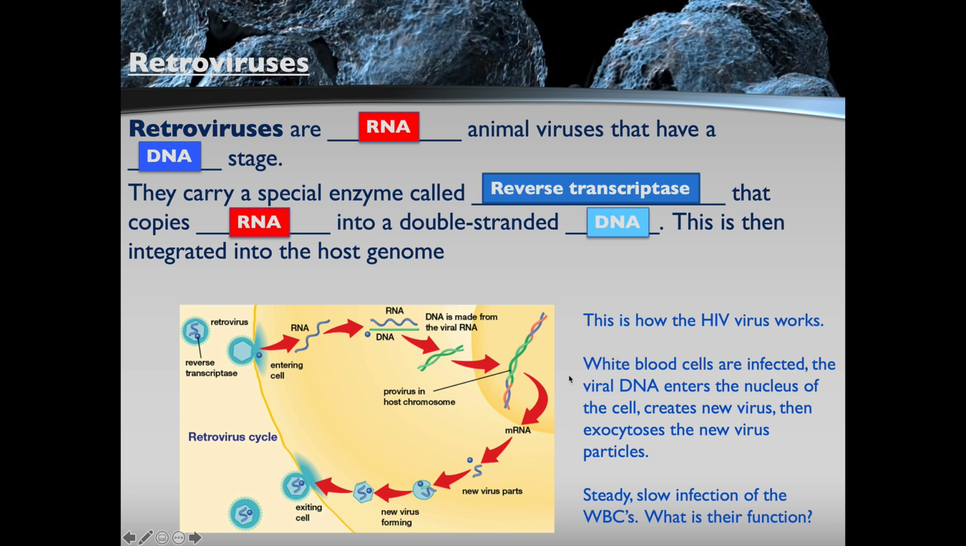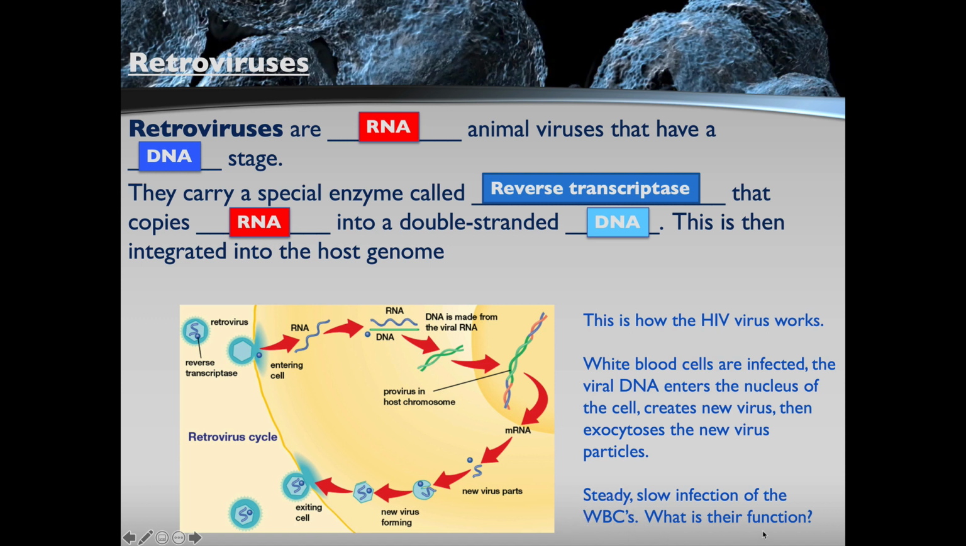With HIV, white blood cells are the target. They're going to be infected. The viral DNA will enter the nucleus of the cell, create new virus, and exocytose the new virus particles outside, like we saw in the diagram. It is a steady, slow infection of the white blood cell.